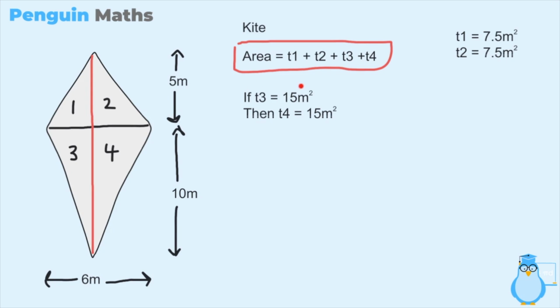Therefore, we can say that if T3 is equal to 15 metres squared, then T4 must also be equal to 15 metres squared because they have the same area.